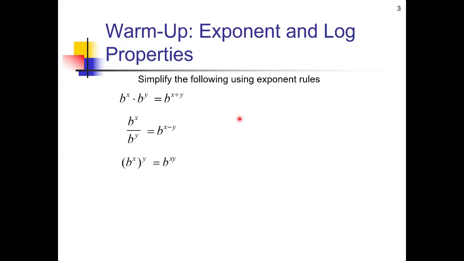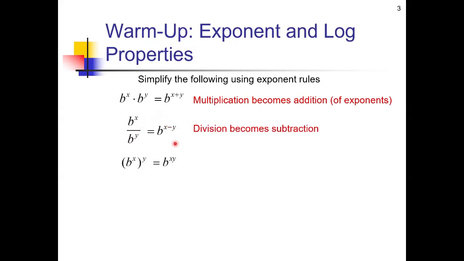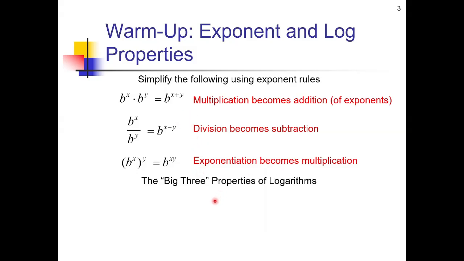So just to sum up what's happening here, because this will be important, we have multiplication of bases becoming addition of exponents. Division of bases turns into subtraction of exponents, and exponentiation turns into multiplication. So we can actually apply the same sort of reasoning for some logarithmic situations. So I call these the big three properties of logarithms.